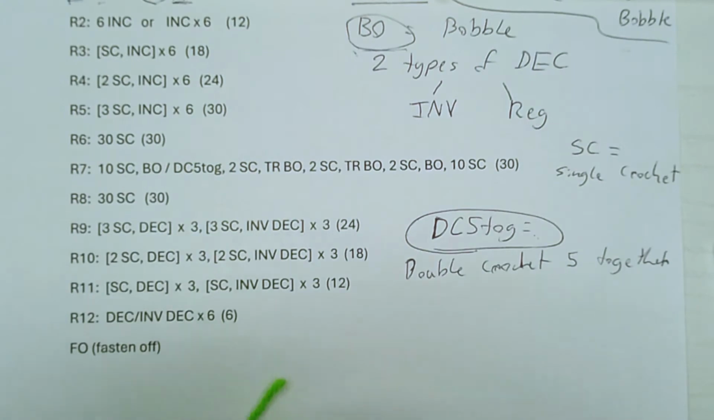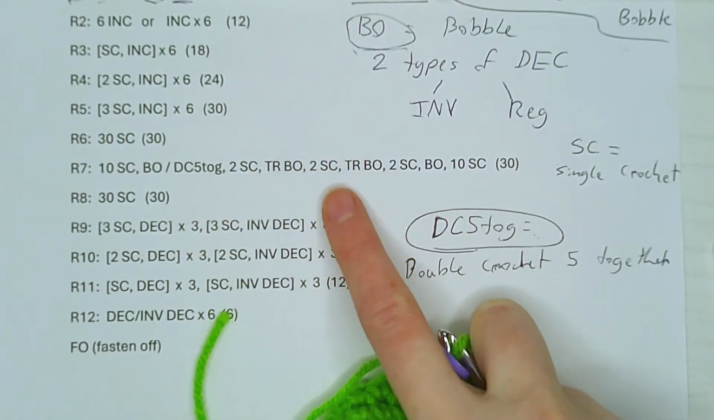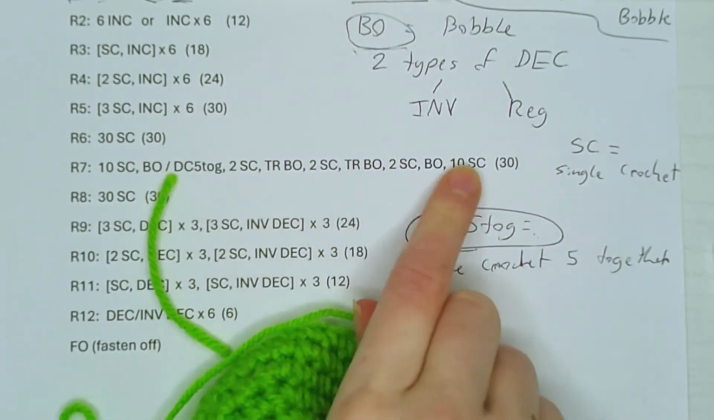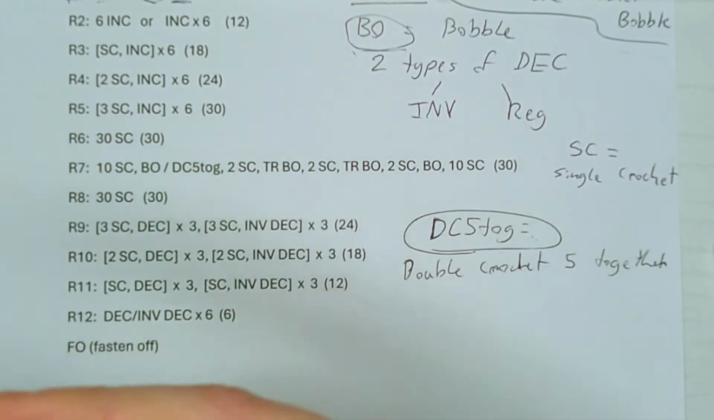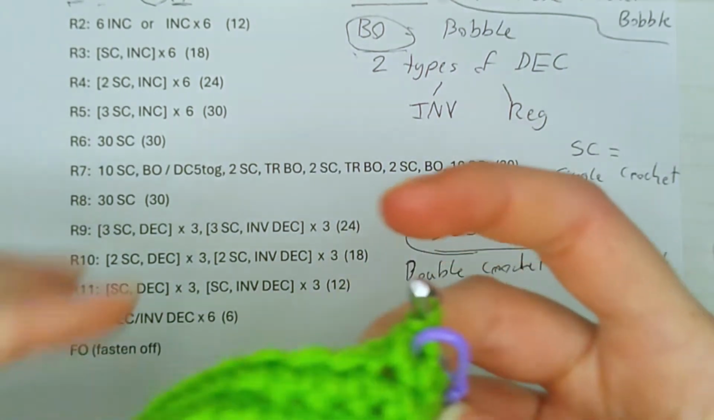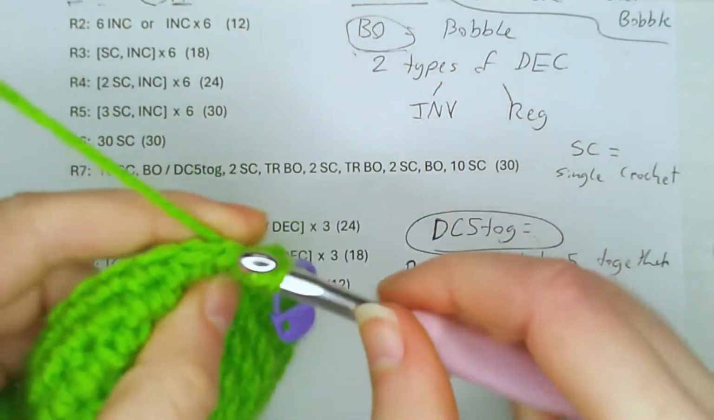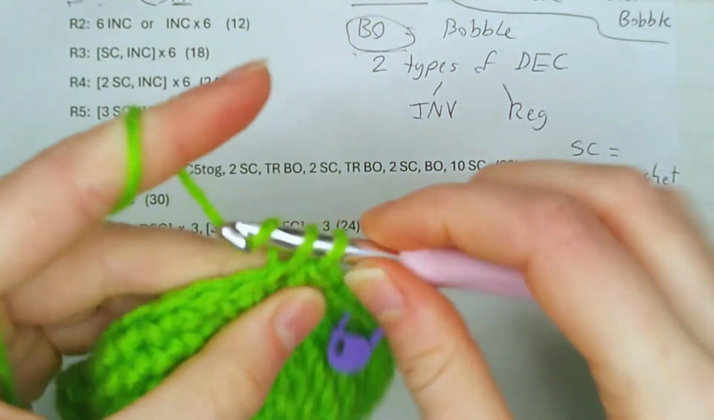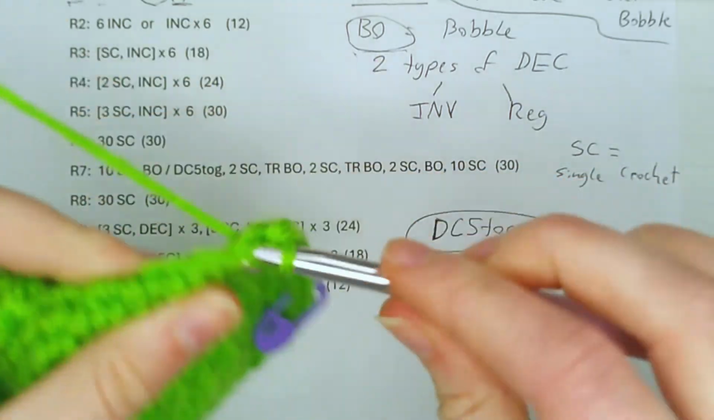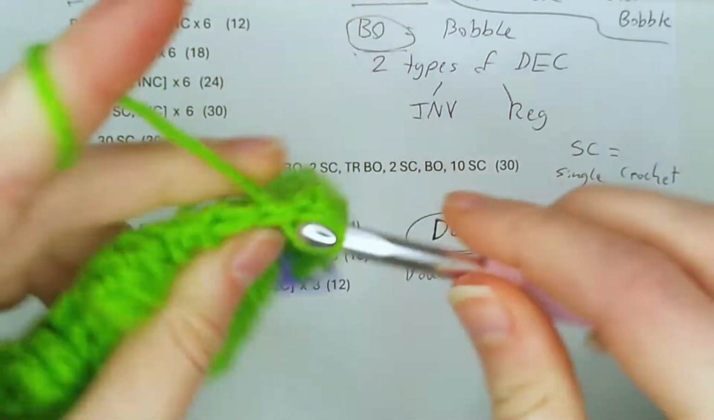So it tells us here, at the end we should have 30. Since we didn't do any increases or decreases, it stays the same as the round before. So we have 30 after round 7. The next round, which is round 8, it just says single crochet 30. So you can just single crochet as you would normally around, but I do want to show you a special trick whenever I am using bobble stitches in my work. I'll show you when I get to the first bobble stitch, that is. So I'm going to go ahead and single crochet up until I get to it.